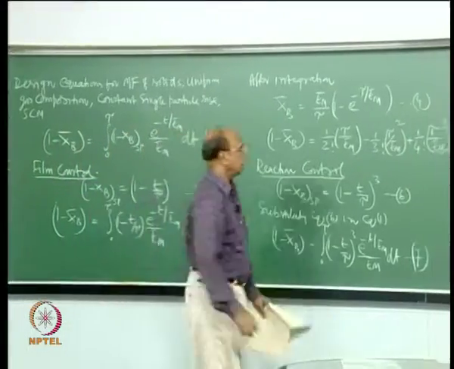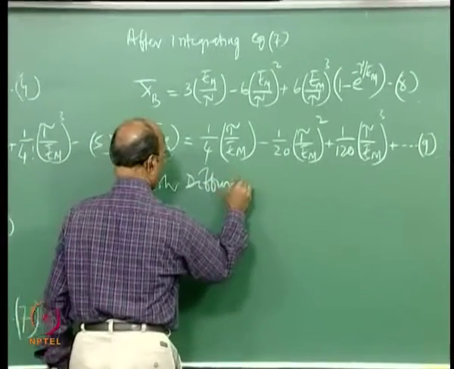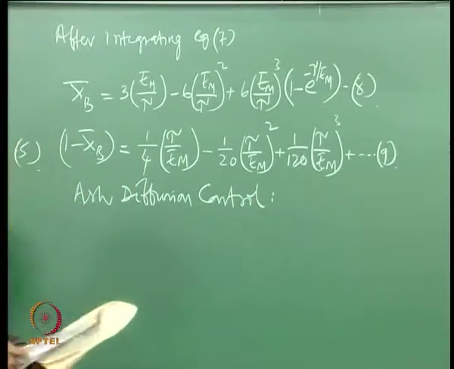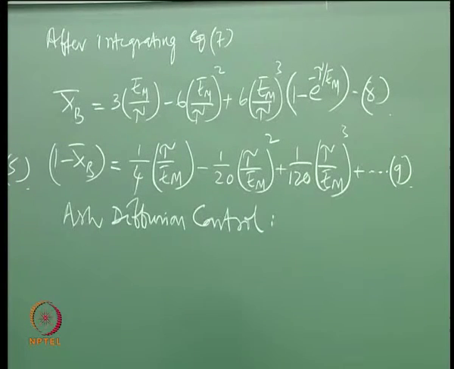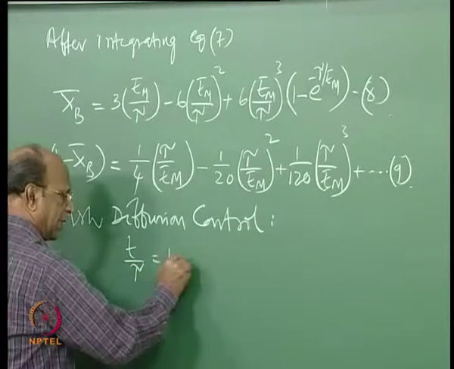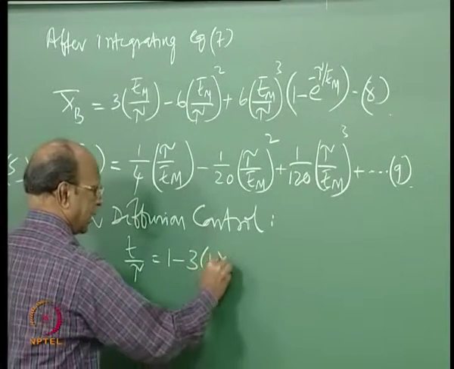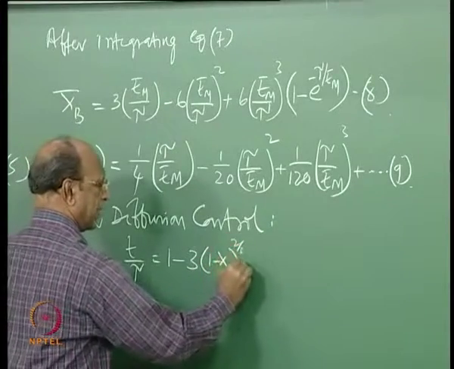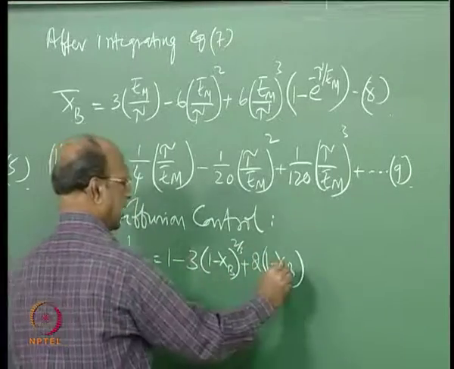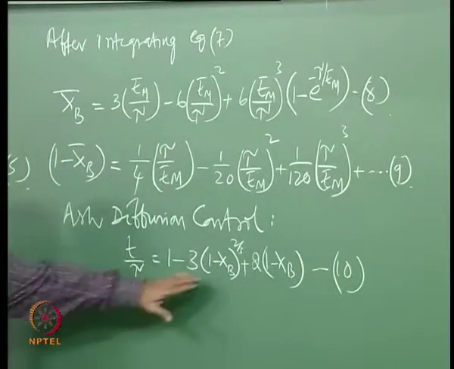Next one is ash diffusion control. What is the equation for ash diffusion control? I will write, tell me. t by tau equal to 1 minus 3 into 1 minus xb to the power 2 by 3 plus, yeah, this is for single particle, right? What is the equation number 10? This I cannot write so easily the way we have written here.